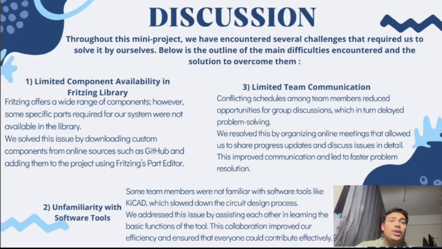Lastly, we encountered limited team communication. Because of different schedules, it was hard for us to gather for discussion, which delayed our progress. So we solved this by organizing online meetings to share updates and discuss problems in detail. This improved our communication and made our team much more effective.